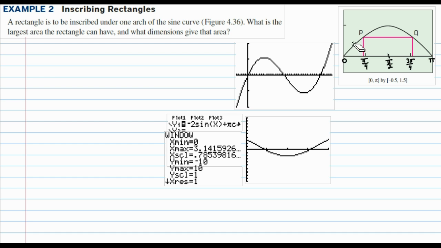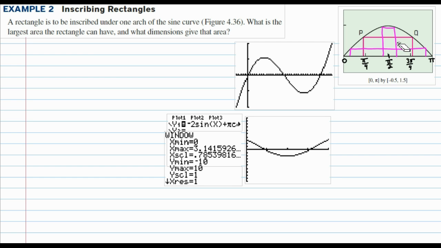So over here you're looking at one arch of the sine curve, and we have a rectangle that has no specific x value. It's just inscribed under the sine curve. What is the largest area the rectangle can have, and what dimensions give that area? Okay, so in other words, the rectangle could be kind of normal shaped like that. It could be like this. We don't know. It could be really skinny this way.